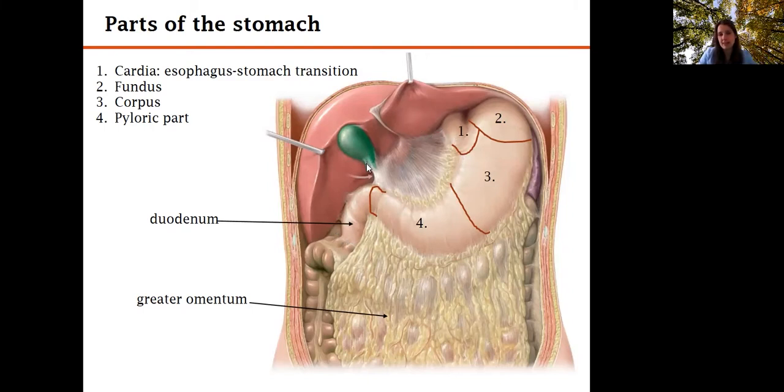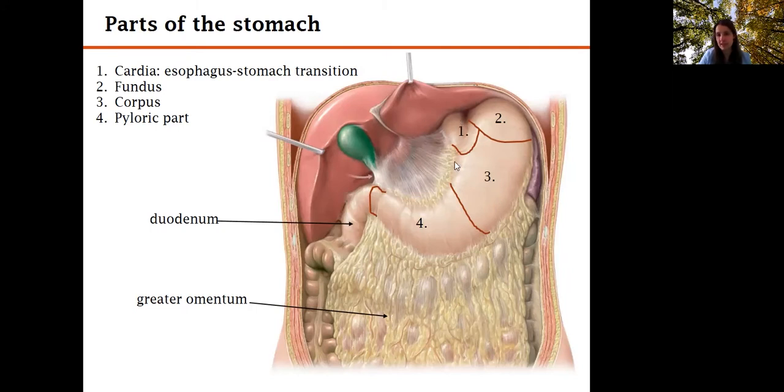We can see some peritoneal structures as well in the picture. As you know, the stomach is an intraperitoneal organ, which means that the peritoneum surrounds the stomach all over. And we have two major peritoneal structures. One is visible here between the liver and the stomach. This is the lesser omentum, or more precisely, the hepatogastric ligament. This is actually the left side of the lesser omentum. This is a double-layered peritoneum connecting the liver with the stomach.